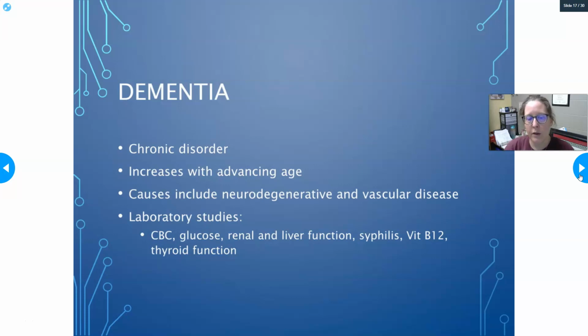What do we do in the lab? We'll do CBC, glucose, renal and liver function, syphilis, vitamin B12, and thyroid function testing, because all of those can impact brain function. And again, you can never know, they may have tertiary syphilis. Diabetes can put you at risk of quite a few different brain diseases, including dementia. And so we'll do all of that.